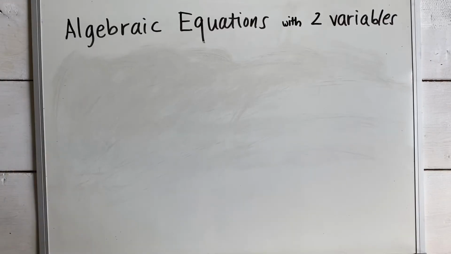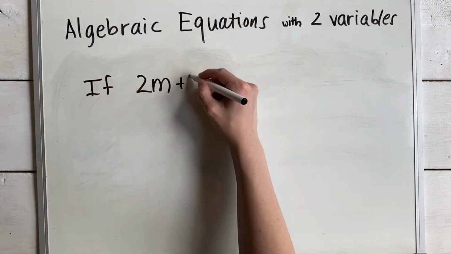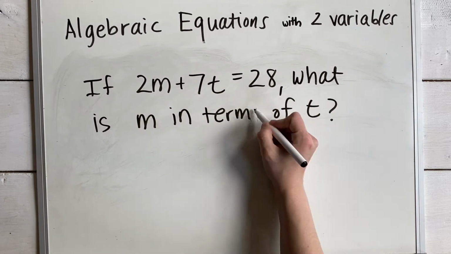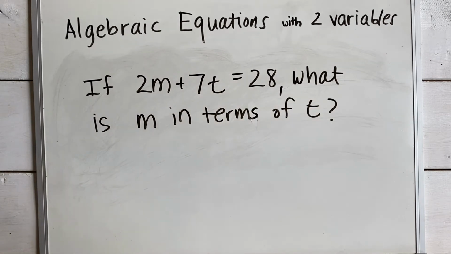Today I'm going to discuss solving algebraic equations with two variables. Here's an example of this. If 2m plus 7t equals 28, what is m in terms of t? Because there are two variables, m and t, but only one equation, we can't solve in the way we might originally think. We're not going to get a numeric value for m or t.